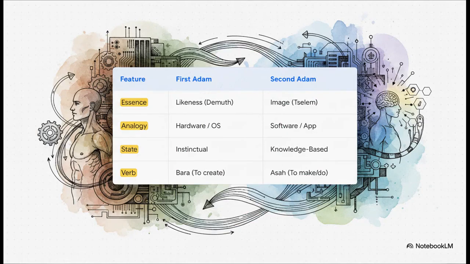Okay, so this chart just lays it all out side by side. You've got the first Adam, his essence is likeness, Demuth. He's the hardware, the OS, he's instinctual. The verb is bara, to create. Then you have the second Adam, his essence is image, tselem. He's the software, the app, he's knowledge-based. And the verb is asa, to make or do. See? It's not two different people, it's two stages of one complete design.